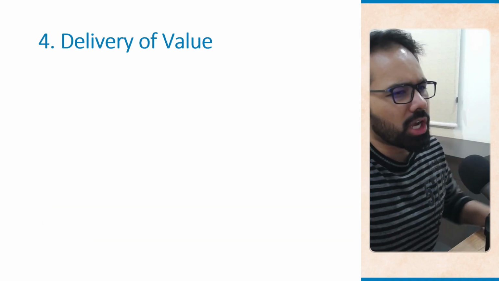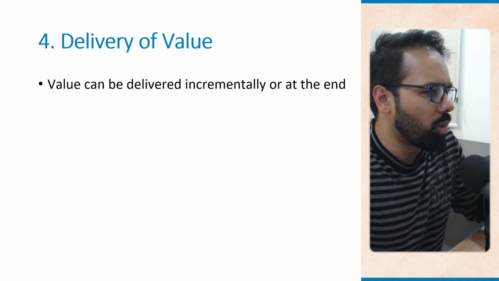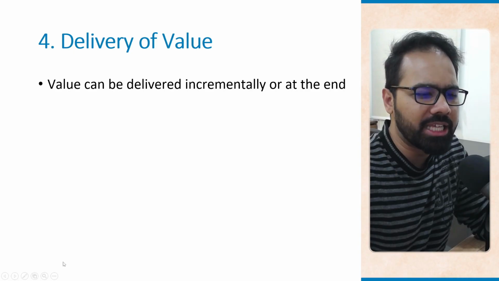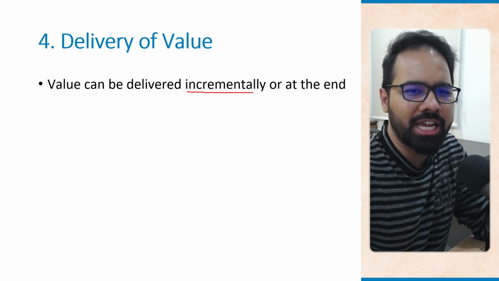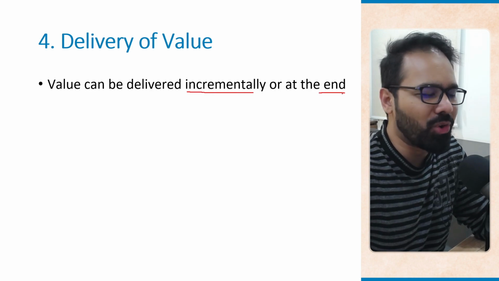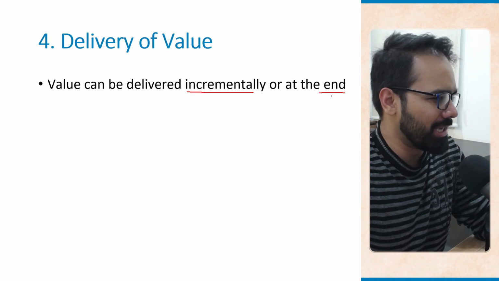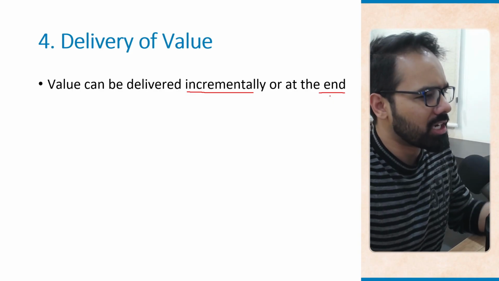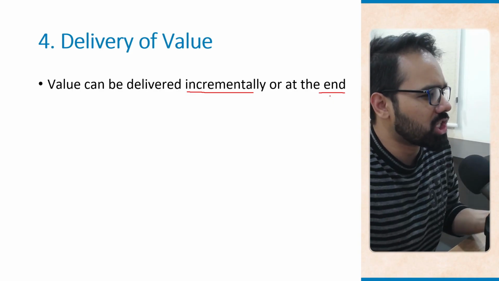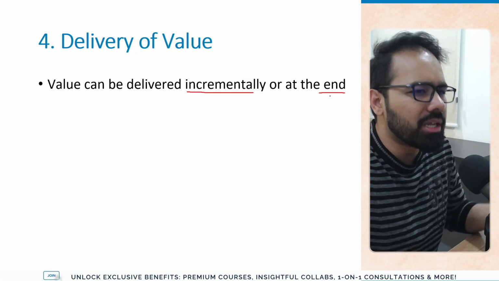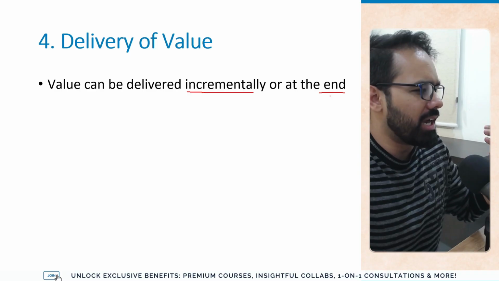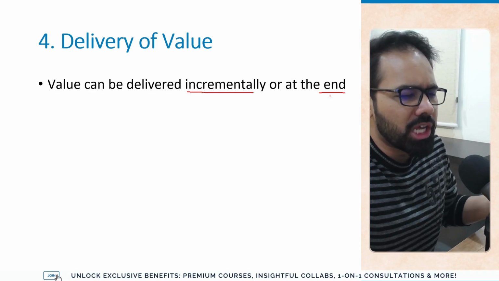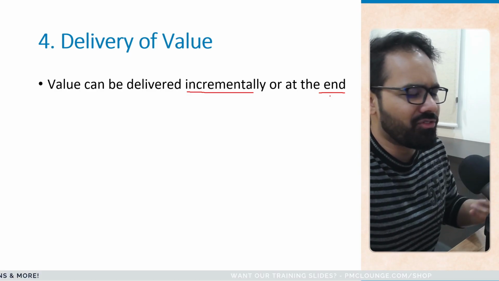All right, so let's talk about delivery of value. Now, value can be delivered incrementally or at the end. I hope you are able to see the shades of agile and predictive or waterfall ways of delivery here. In our project, the e-commerce website, we could first launch just the product catalog and later add other features like wish list and the ability to share the products with friends and family and whatnot.